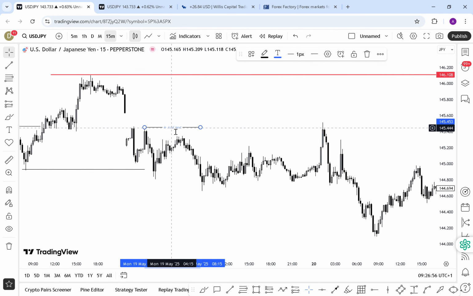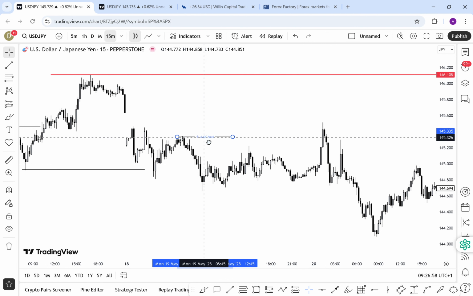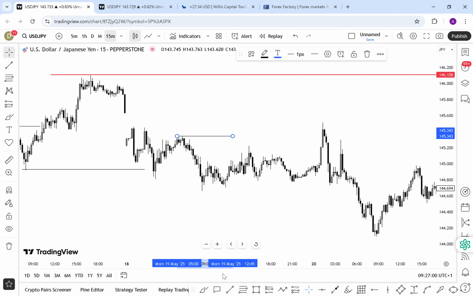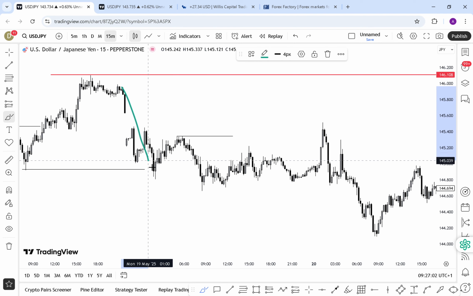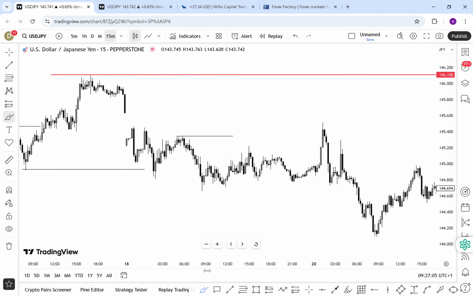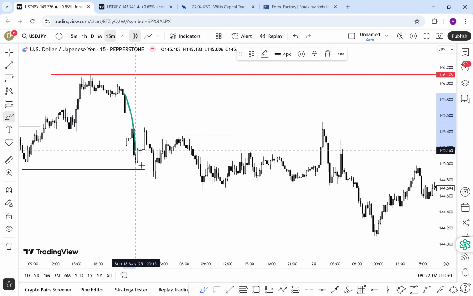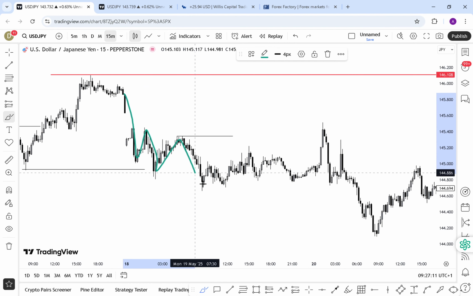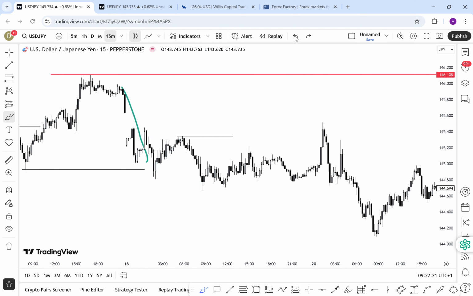So it means that it creates another what? Another pullback. So like this, it means we have something like this. First attempt, then like this, then break. So it means that this is not break of structure. This level serves as an inducement for us. So let's go and see what the market does next.